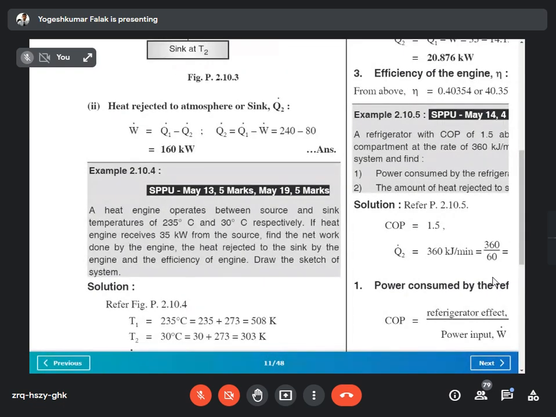And you know that in the solution T1 is equal to 235 degrees Celsius. So add 273: 235 plus 273 is equal to 508 Kelvin. And T2 is equal to 30 degrees Celsius, which is equal to 303 Kelvin.